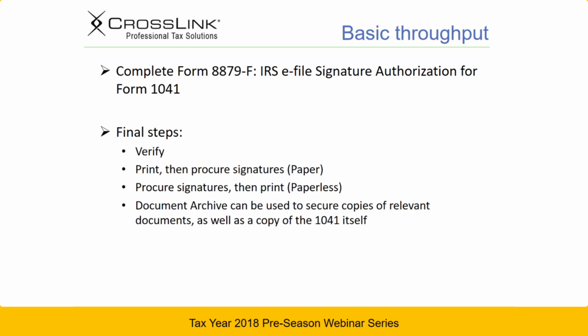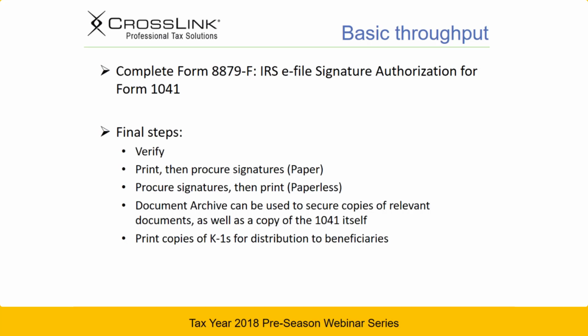And please note that you can also use the document archive for relevant information or documents that you can either scan using what's integrated into our program, or you can use your own desktop copier if it has scanning capabilities. Remember that you do need to print copies of the K1s for distribution to any one of your beneficiaries.